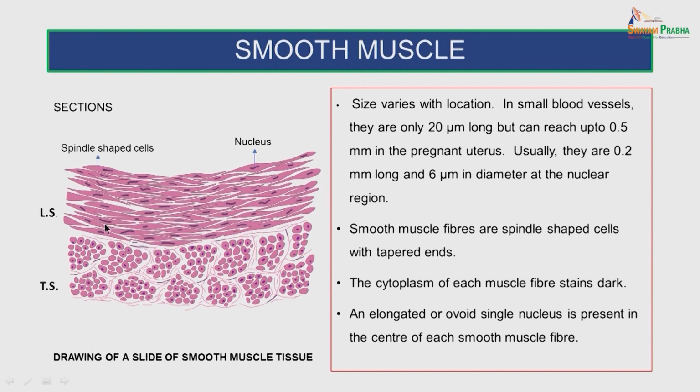So the smooth muscle, this is a longitudinal section and a transverse section. It's a drawing of a smooth muscle tissue. The size varies with location. In small blood vessels, they are only up to 20 micrometers long and can reach up to 0.5 millimeters in pregnant uterus. Usually, they are 0.2 millimeters long and 6 micrometers in diameter at the nuclear region.